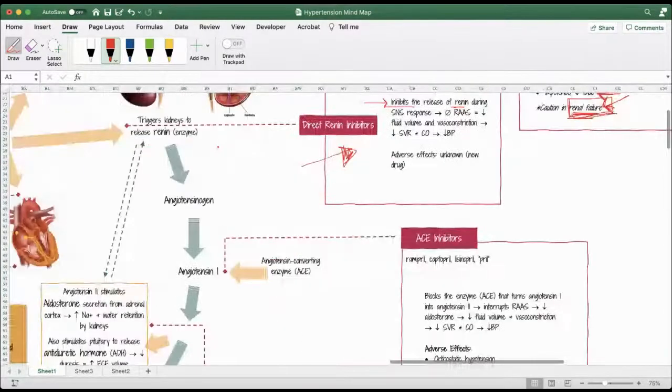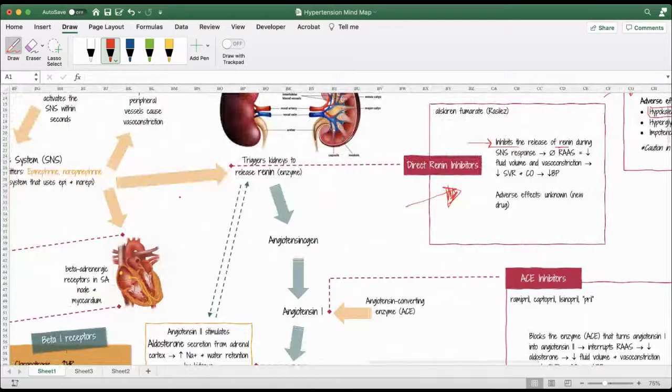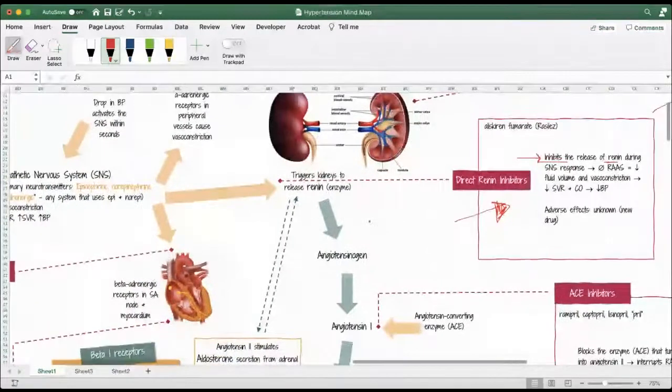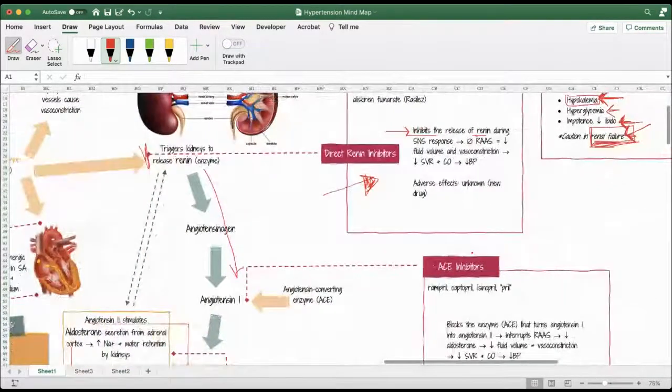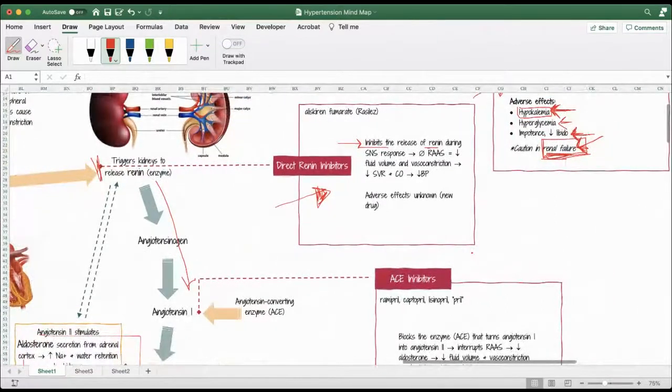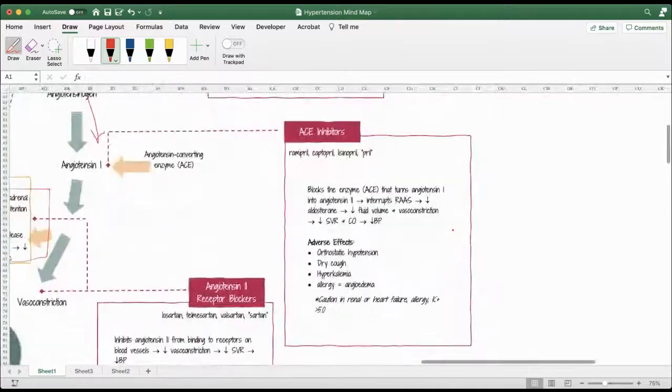So if you look at that whole thing that I did up earlier, I put another copy of it here, and you can see exactly where each medication works. So this is where it stops this trigger of renin. It stops this triggering of renin right here. It's going to stop everything else after it as well, right? So we have none of this happening. So we're going to have a lower extracellular fluid volume, same as the other one. We don't know any adverse effects because it's a brand new drug.